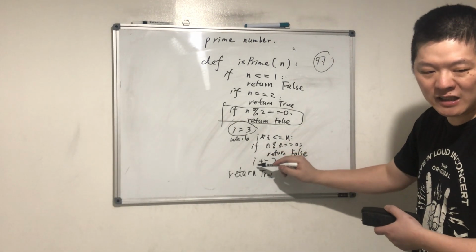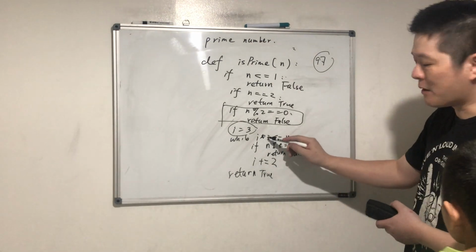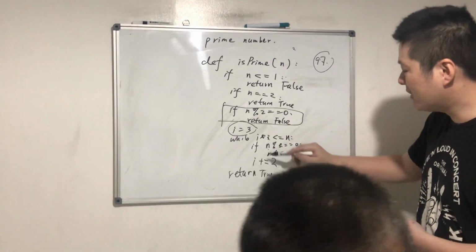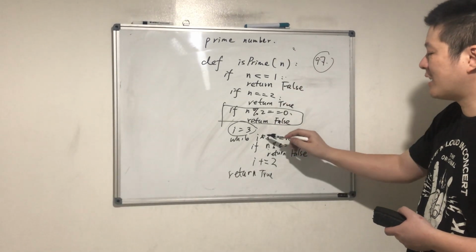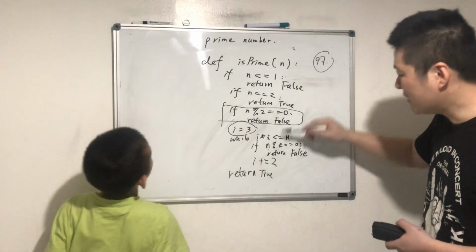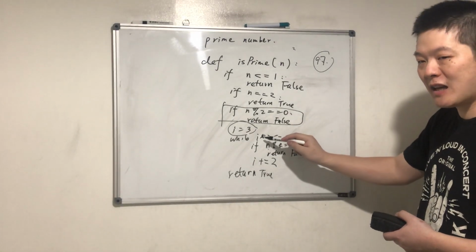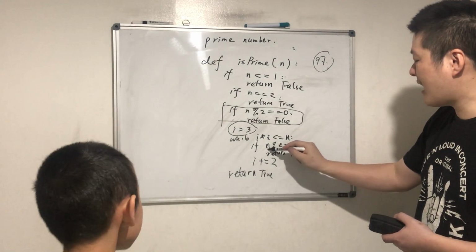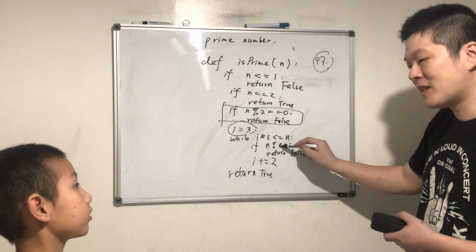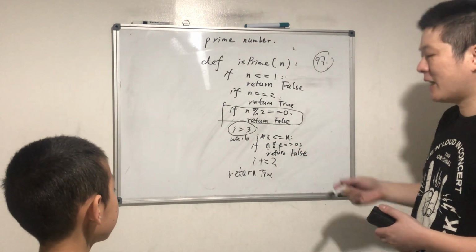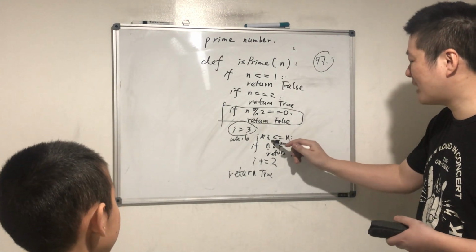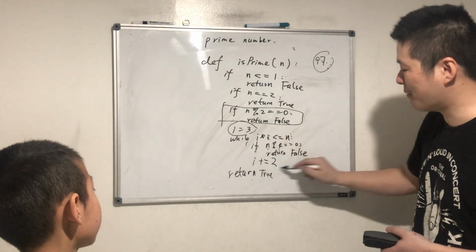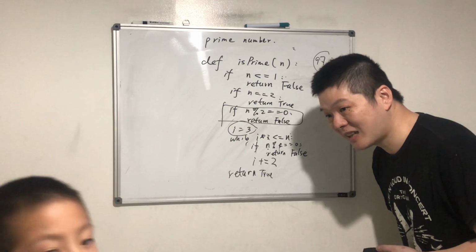Then let's check the next number, 5. 5 times 5 smaller than 97, yes. Divided by 5? No. Next number, 7. 7 times 7 smaller than 97, yes. Can 97 be divided by 7? No. Next number, 9. 9 times 9 smaller than 97, yes. Next number, 11. 11 times 11 is bigger than 97, so we return true. We don't come in here. Does it make sense? Yeah?